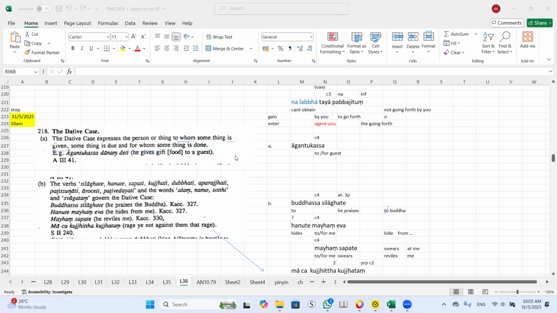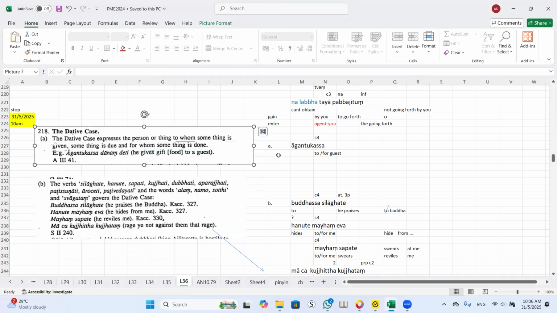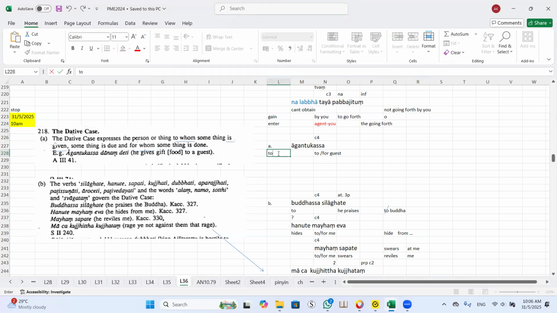Okay, so we will go through 218, which is a dative case. The important part you read here is to express person or things to whom. That means something is given. So in this case, it is either something is given to or something is given for. So that is the whole message. So in this case, we know it's to and for. The application here means it's to somebody, and also for somebody. So that is the dative case.